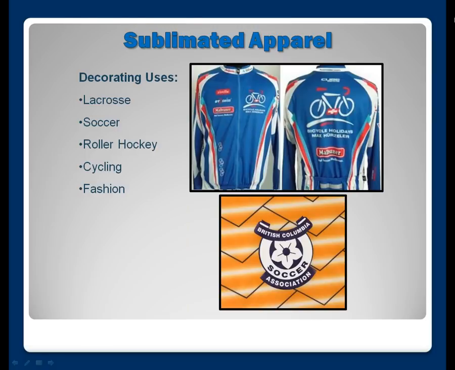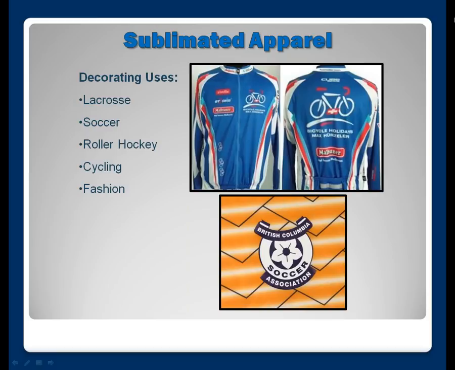Sublimated apparel. This is another polyester-based apparel line. So when you're sublimating apparel, it does need to be a polyester base. And these are some of the different uses that we've seen in the industry, in particular to sports, where sublimated apparel is being used across soccer, roller hockey, cycling. It's even in fashion. A lot of the stores now are showing different shirts for women, fashion apparel that has been sublimated.